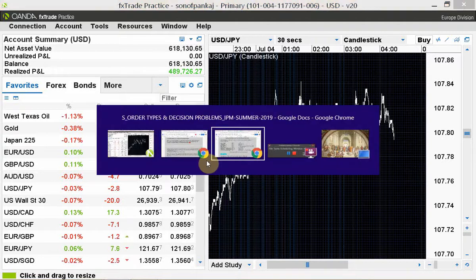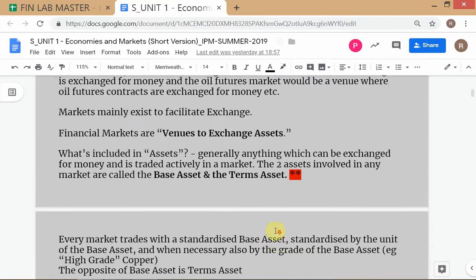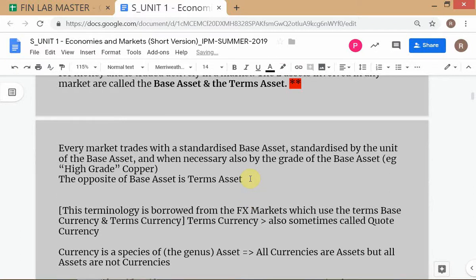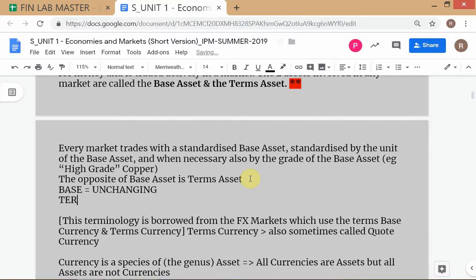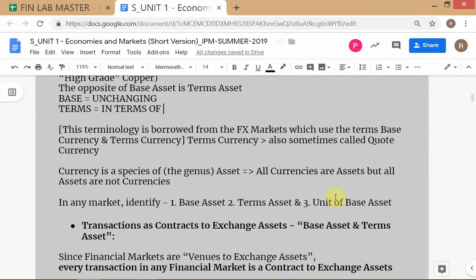Okay, I should just write a brief example. I'll just write it here and then I'll expand on it later. Base has the sense of being unchanging, and terms is in terms of. I'll expand this a little bit later after the class. So now everybody understands this? We have recapped this.